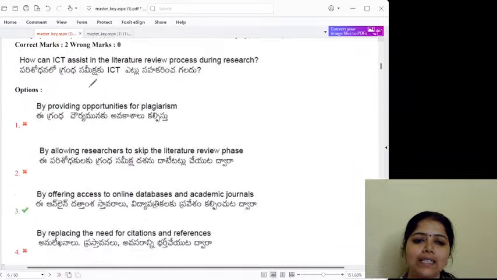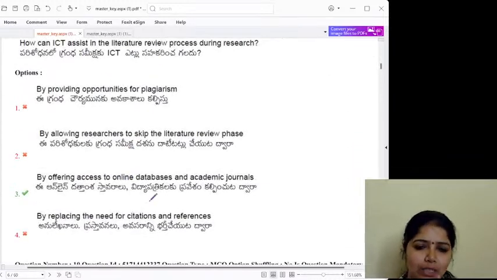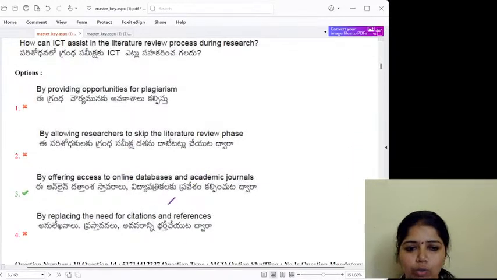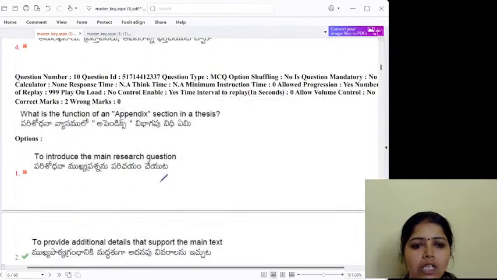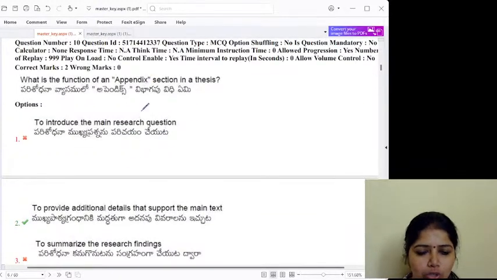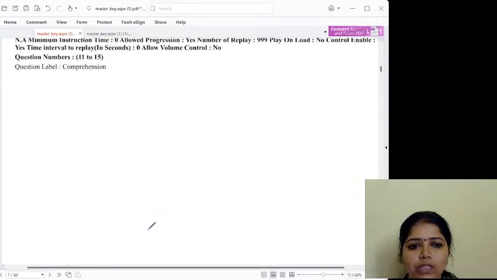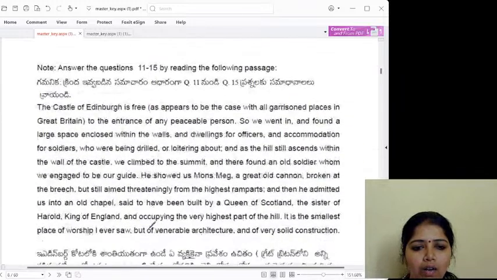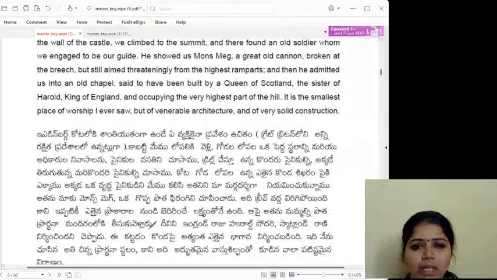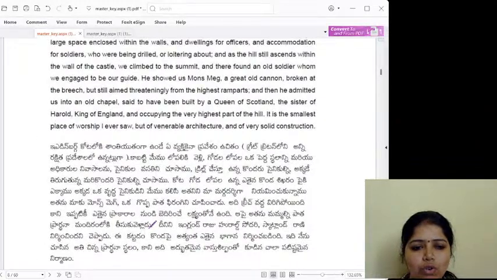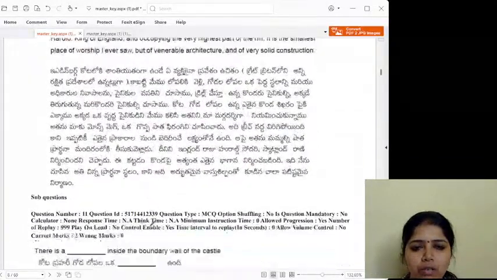And how ICT assists in literature? By offering access to online databases and academic journals, that is right, no problem with this question. Appendix, this question is also right, no problem. To provide additional details that support the main text. This is also right. Yes? Okay. Okay, next one. I'm just going through which questions are wrong here. For me, reading comprehension, there is no problem. All are right. For my knowledge, there is no problem with reading comprehension.